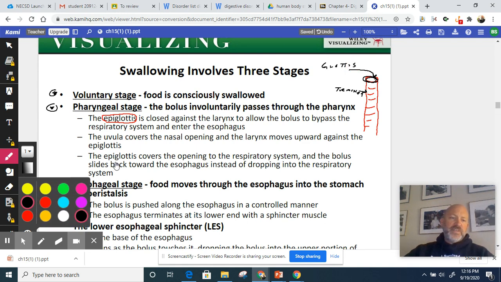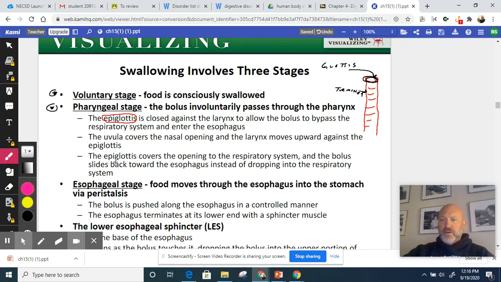So this flap of tissue I'm talking about covers the glottis when we swallow, preventing food from going down there. The food would pass over here and then bounce off the epiglottis and go into the esophagus. This is called the epiglottis, meaning above the glottis. All right.